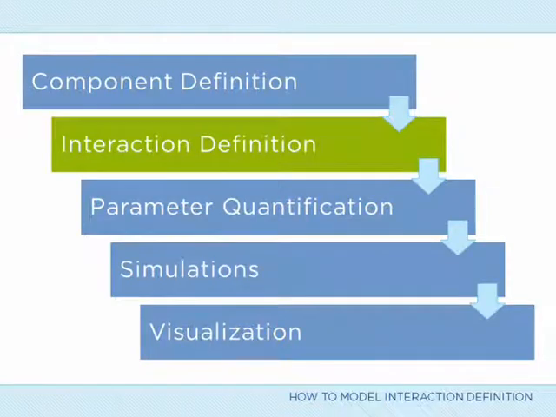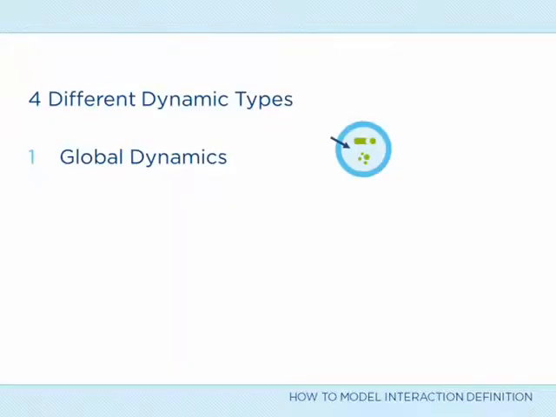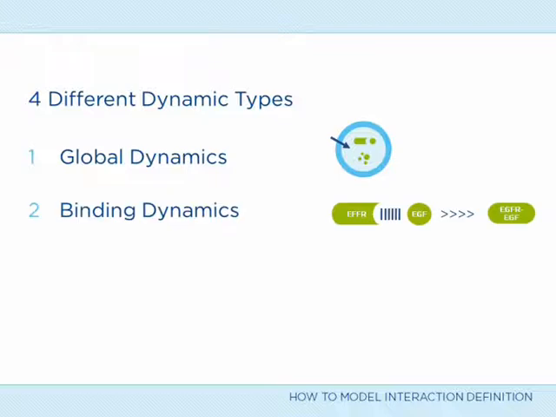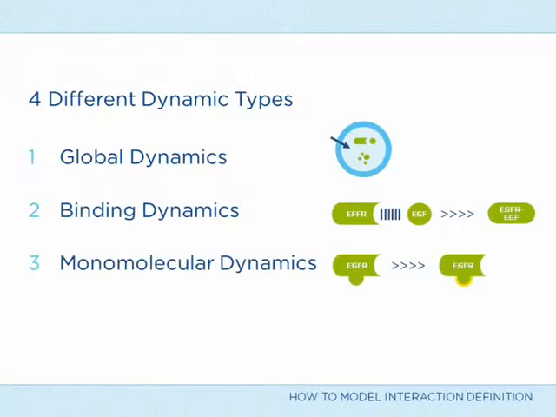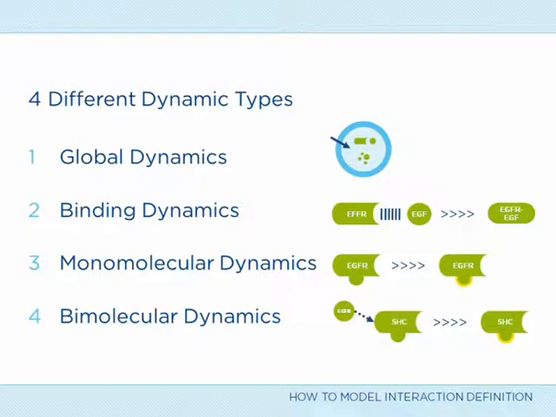The 4 types are global dynamics, to model the regulation of components; binding dynamics, to model association and dissociation of complexes; monomolecular dynamics, to model changes of active and inactive sites; and finally, bimolecular dynamics, to model enzymatic reactions. Before talking about dynamics, I will explain the concept of COSBI LAB model configurations.